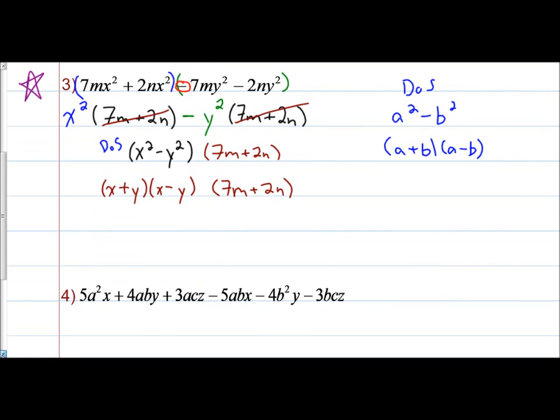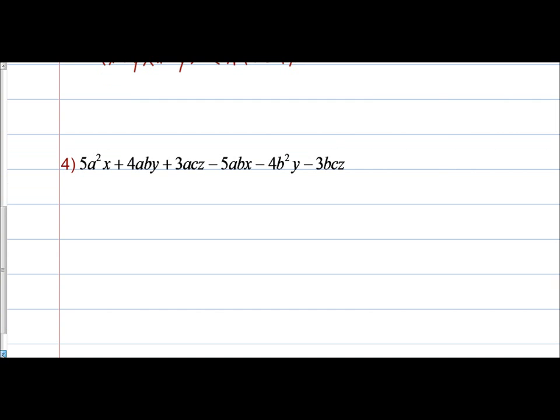Lastly, we have one where we have 6 terms. And some people wonder, how am I going to group these together? Well, if you just look at the problem, I'm just going to look at the coefficients, 5, 4, 3, -5, -4, -3. You see a pattern. You see the first 3 numbers repeat. And so I can pair them together that way. And if I group them that way, I look at my GCF, they all have an a in common.